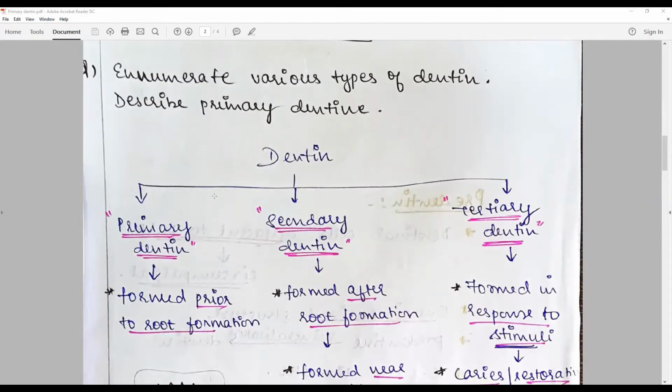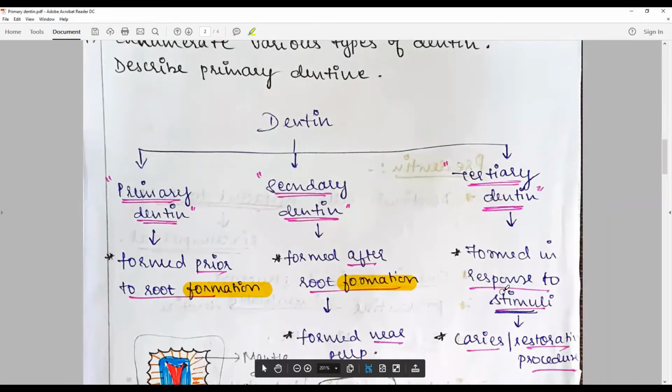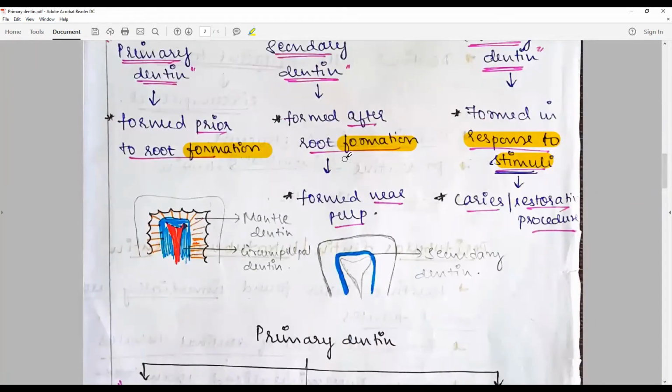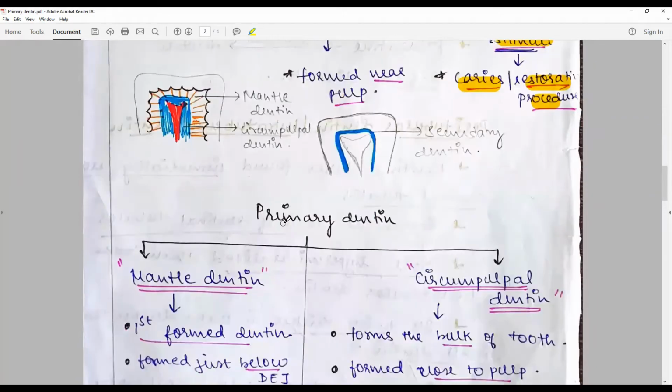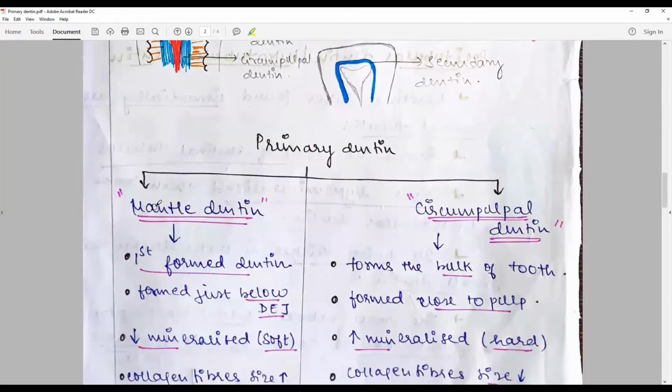Dentin, depending upon the time of formation, is classified into primary dentin, secondary dentin, and tertiary dentin. Primary dentin is formed before the root completion. Tertiary dentin is formed in response to a stimulus, especially a noxious stimulus. Secondary dentin is more towards the pulp, whereas the tertiary dentin is associated with caries, trauma, or a restorative procedure. Primary dentin can be subsequently classified as mantle dentin and circumpulpal dentin.